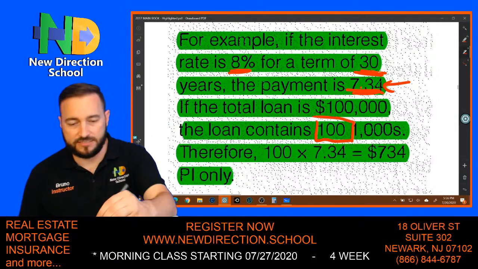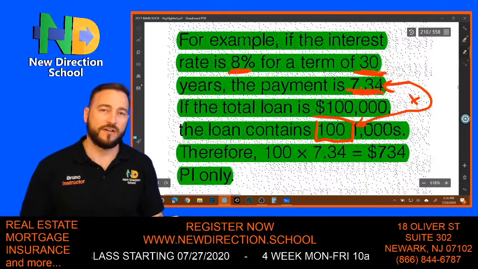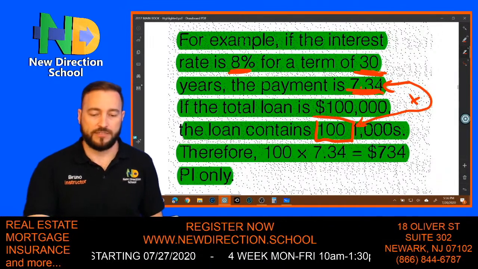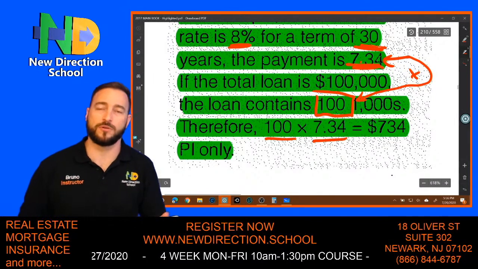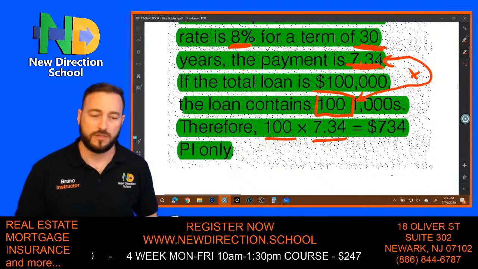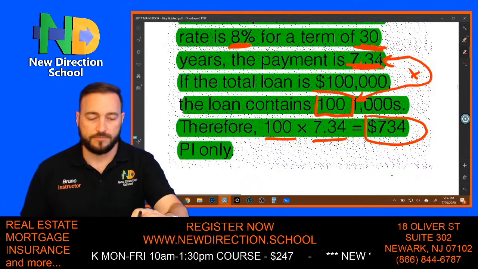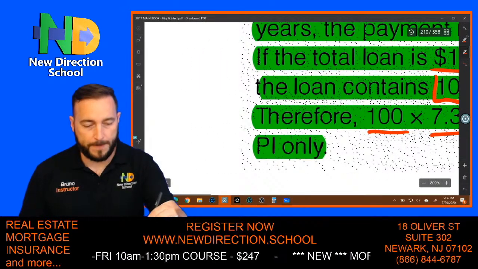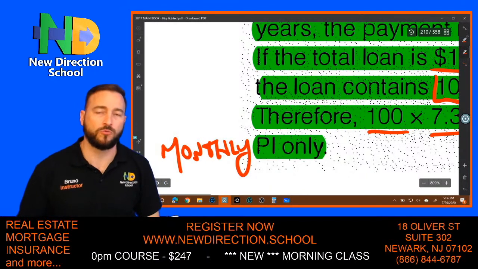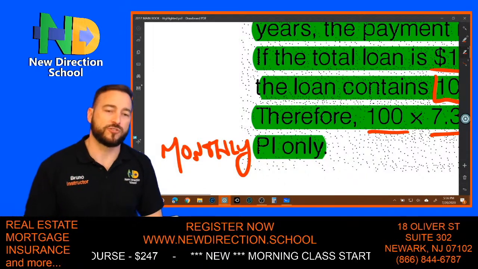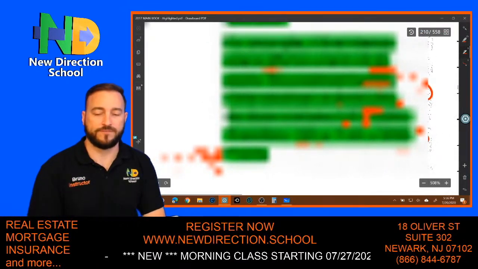So that means that this number right here is going to be multiplied by the number of thousands we found. How many did we find? 100 times the 7.34, which is the number needed to amortize, or to kill off, the loan. How much is the monthly payment? 734. What you need to remember is that this is monthly, principal and interest only, because that's what PI means. Principal and interest only. All right? So pretty much this is all you have to do.